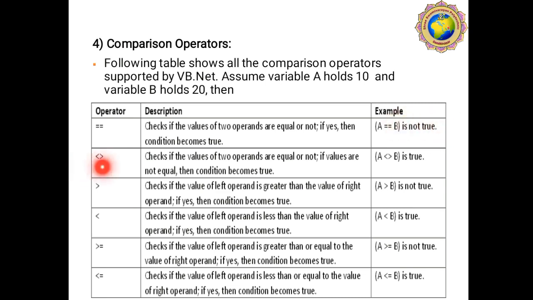Then less than greater than, <>, is the not-equal operator. It checks whether the values of two operands are equal or not. If the values are not equal, the condition becomes true. So here 10 and 20: 10 is not equal to 20.